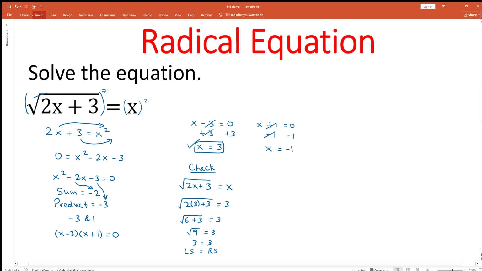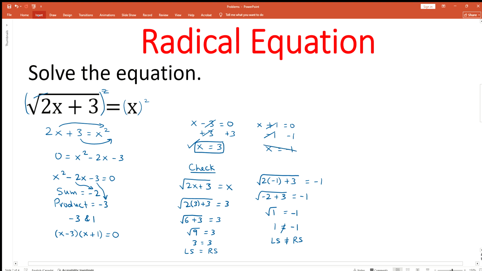Next, we can check the solution x equals negative 1. We should sub in x as negative 1 in the given equation. 2 times negative 1 is negative 2. Square root of 1 is 1. 1 is not equal to negative 1. That means left side is not equal to right side. Therefore, x equals negative 1 is not a valid solution.